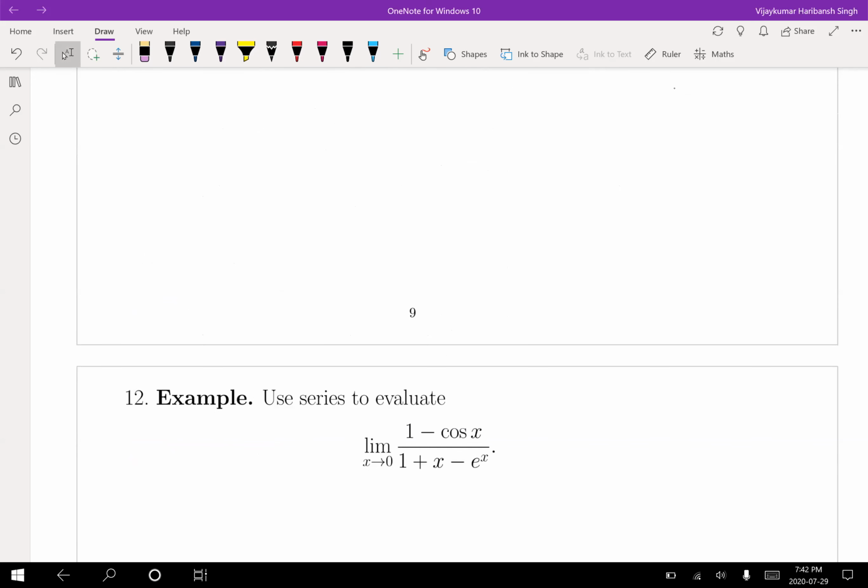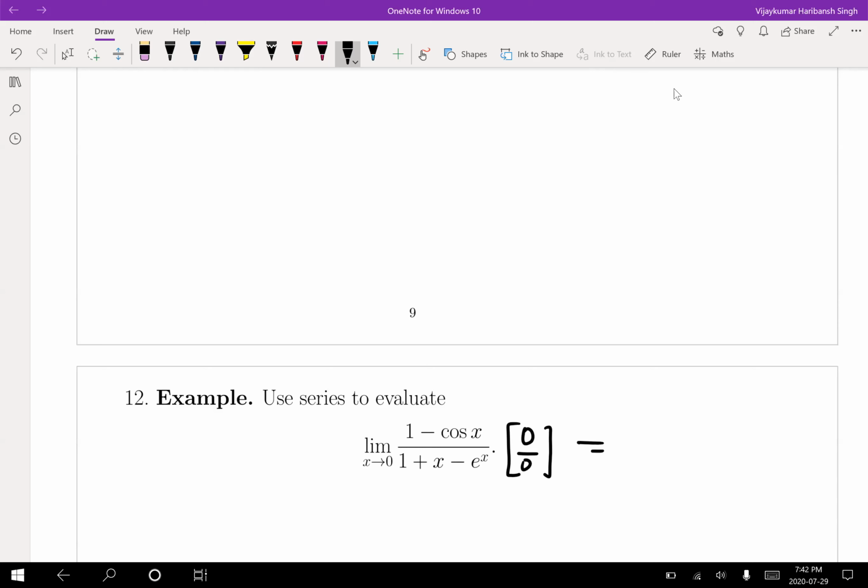Right. So now let's use the series to evaluate this. First of all, if I evaluate directly, what do I get? It's 0. When x goes to 0, I get 1 minus cos 0. Cos 0 is 1, 1 minus 1, 0. In the bottom, I get 1 plus 0 minus 1. So 0 over 0 form.